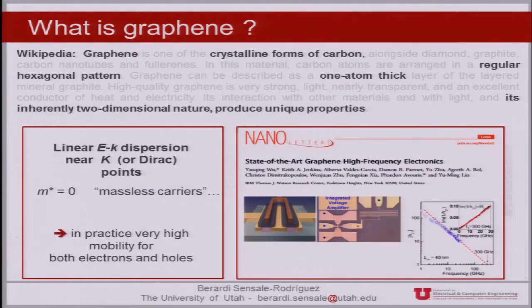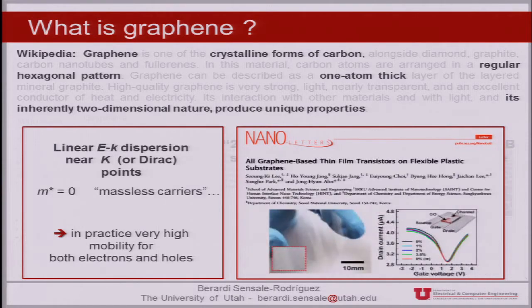Because of this, graphene has been the subject of a lot of attention in electronics. For instance, high-frequency transistors. There have been reports of devices achieving intrinsic fT above 300 gigahertz. It has also been the subject of a lot of attention for flexible electronics, because you can take graphene, transfer it to any arbitrary substrate, and make a device. We can make graphene devices almost everywhere.